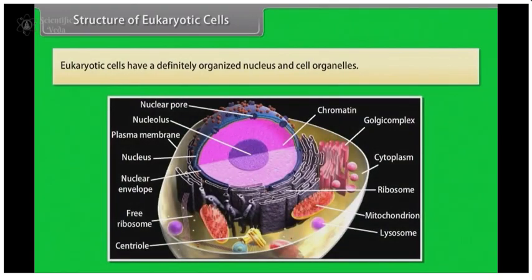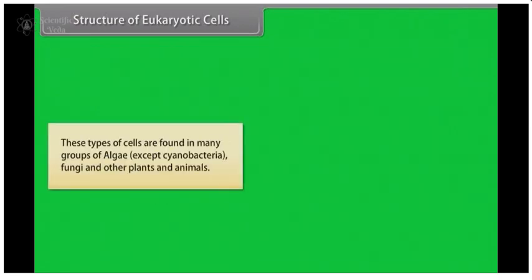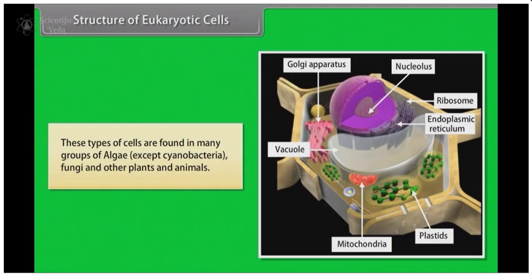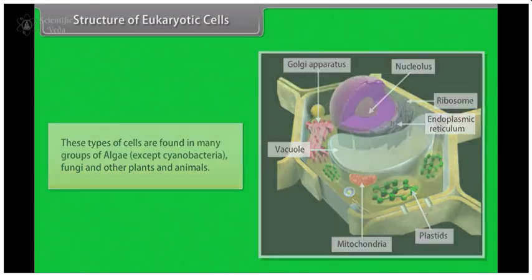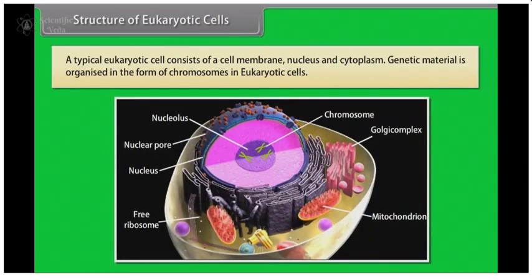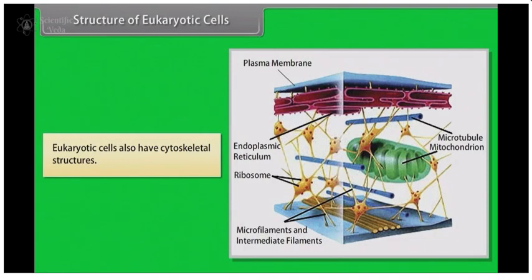Structure of eukaryotic cells. Eukaryotic cells have a definitely organized nucleus and cell organelles. These types of cells are found in many groups of algae, except cyanobacteria, fungi, and other plants and animals. A typical eukaryotic cell consists of a cell membrane, nucleus, and cytoplasm. Genetic material is organized in the form of chromosomes in eukaryotic cells. Eukaryotic cells also have cytoskeletal structures.